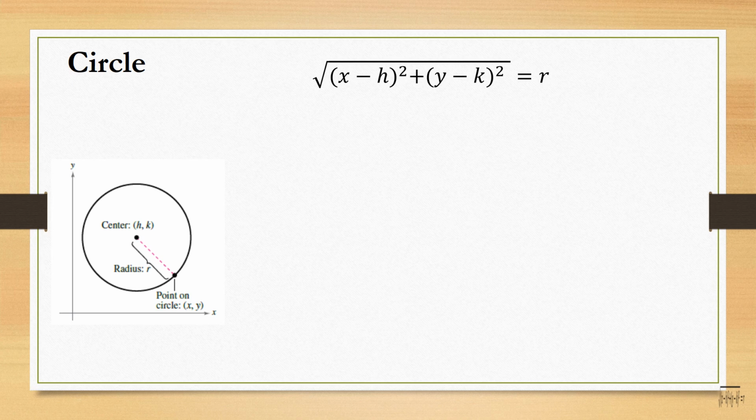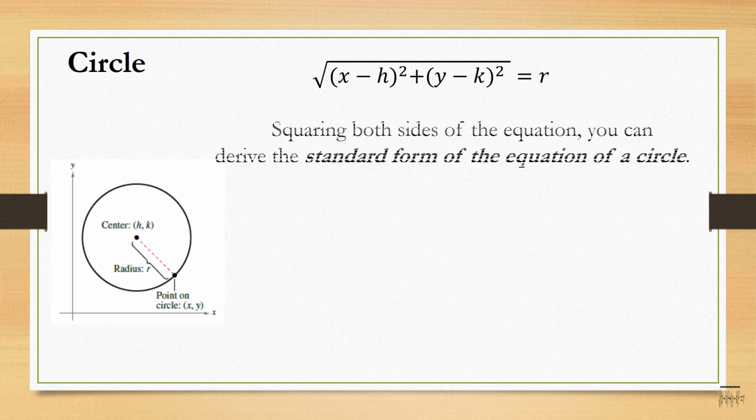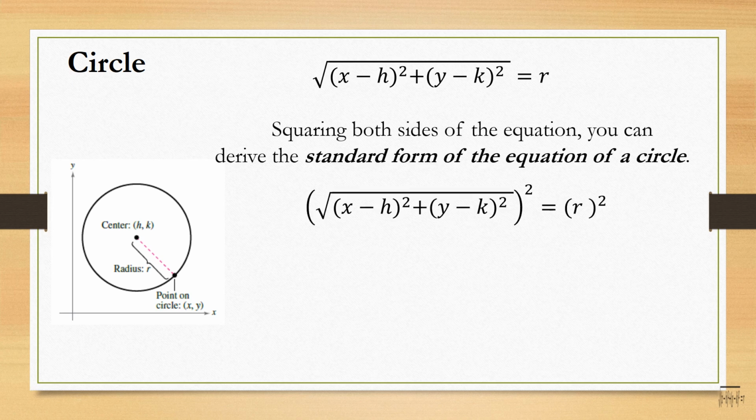Now, let us use the formula of the radius of the circle to derive the standard form of the equation of a circle. Squaring both sides of the radius formula, we get the quantity x minus h squared plus the quantity y minus k squared is equal to r squared.